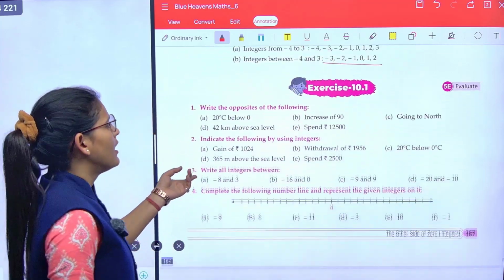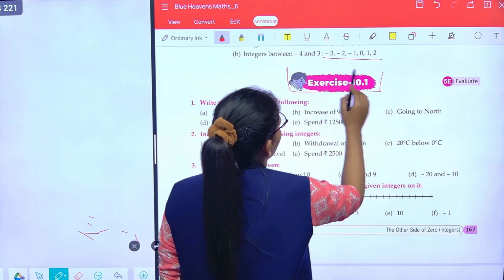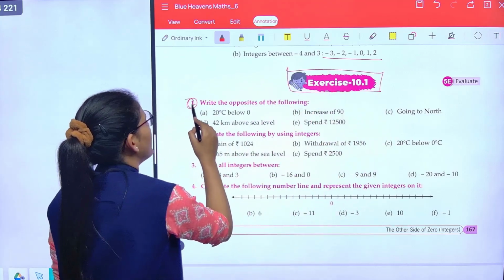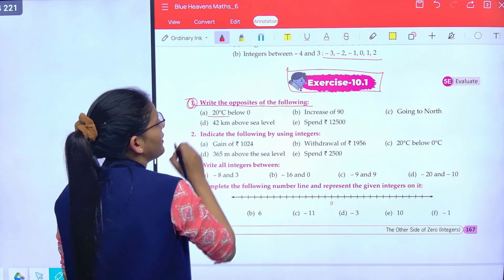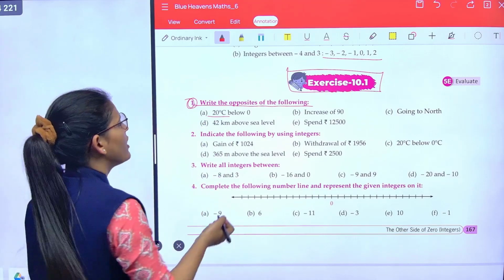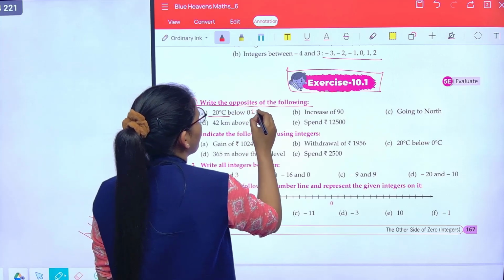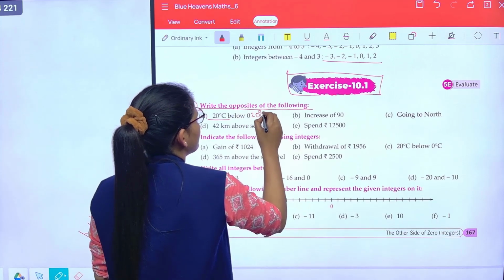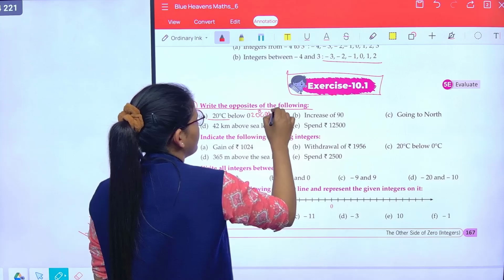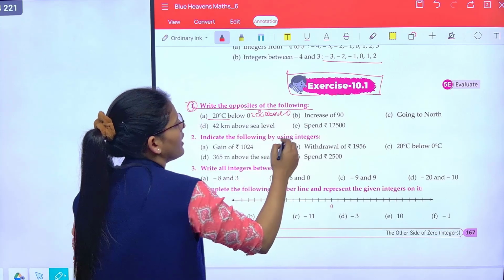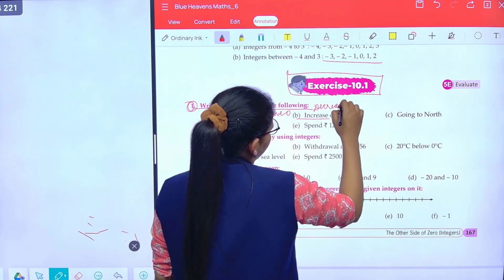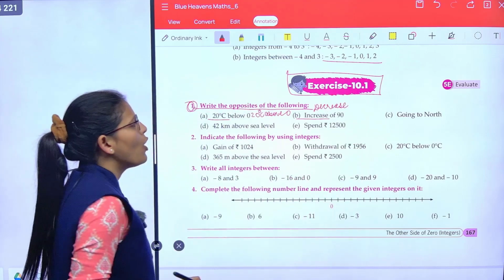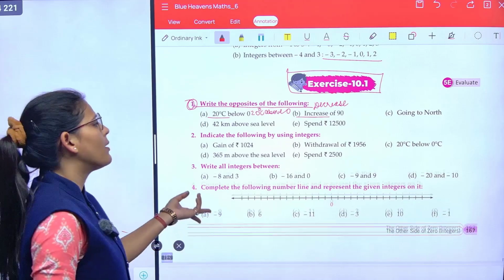Understand class? Now exercise 10.1, question number 1. Write the opposite of the following. 20 degree below 0. The opposite of below is above, so 0. Here it is increase, so I will write decrease, because we have to write the opposite. Rest of the parts do yourself.